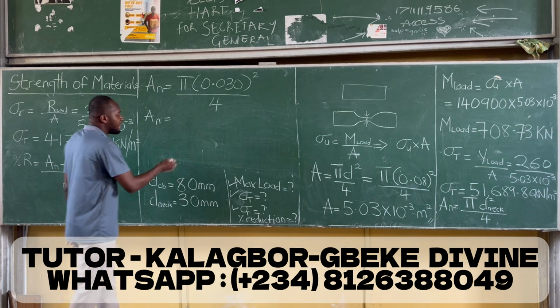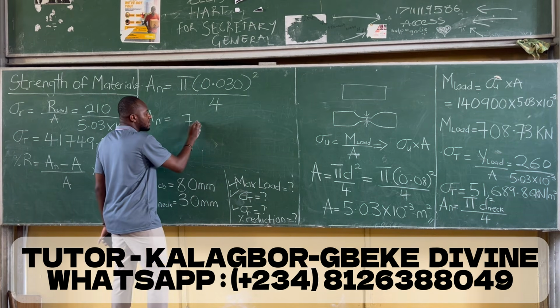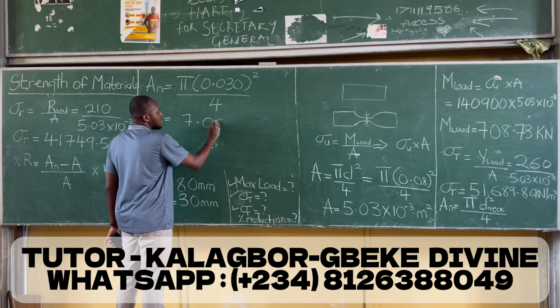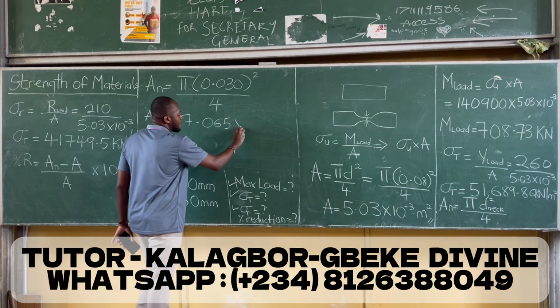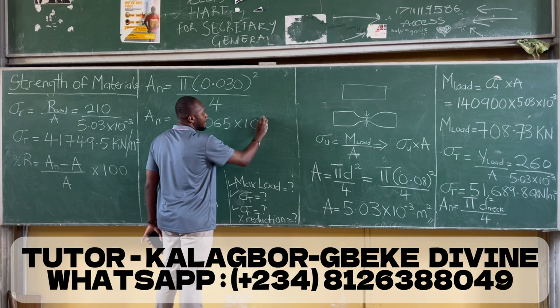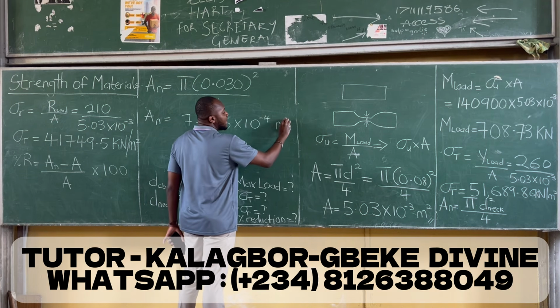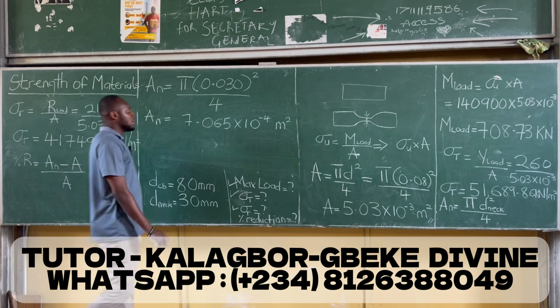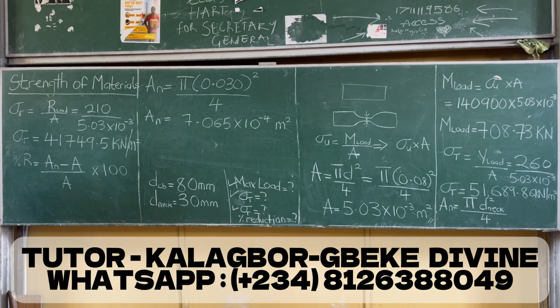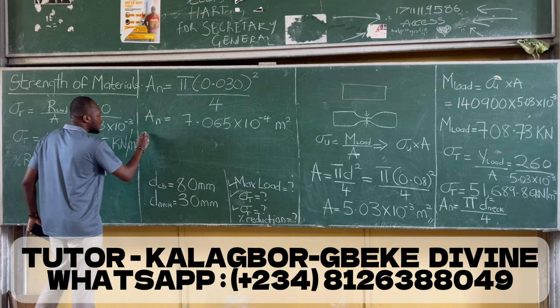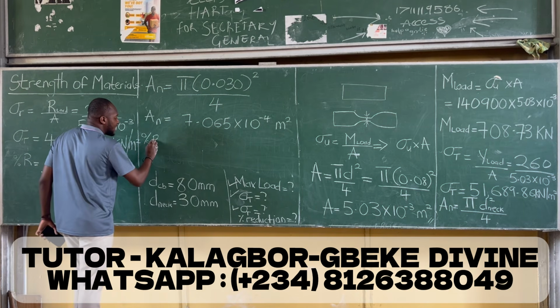Please, another person confirm. 7 point what? And the symbol for area is what? Meter squared. So now we've gotten our neck area. We have our original area. So we'll find the percentage reduction. So now let's input from this. We'll input and get our percentage as what?